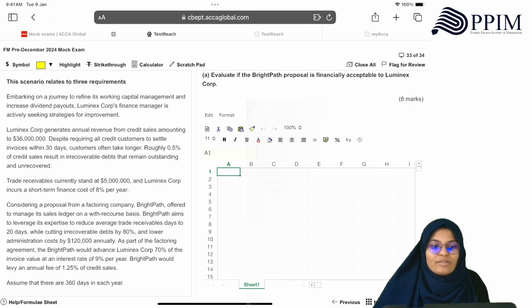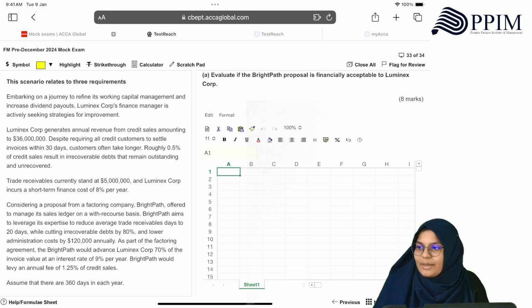And they are also going to lower admin cost by 120,000 annually, because if you go for a factoring company, you don't need to have a credit control department internally. So which means what will happen? You will make a savings.